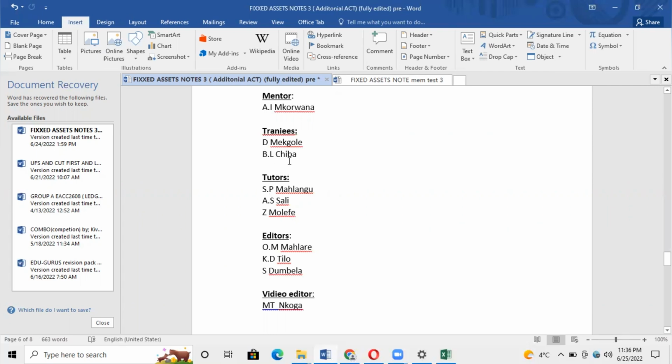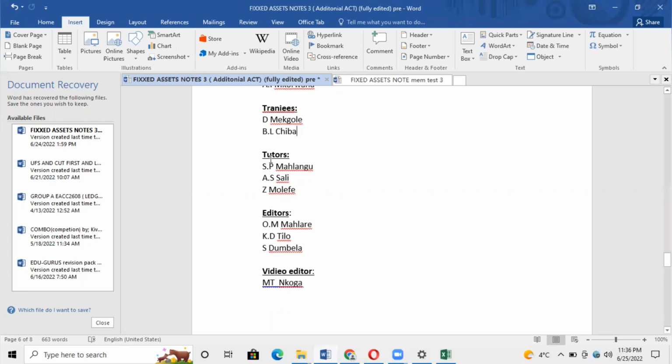Then I have BL Chiba. She's from UFS, so she's still our trainee. She will be tutoring soon. She will be tutoring our second year tertiary students, but for now she's still in the process of becoming a tutor. For now I've given her a first year CUT student. So Mekole and BL Chiba are busy providing sessions for my first year CUT education students, right?